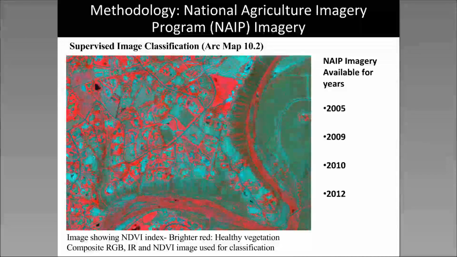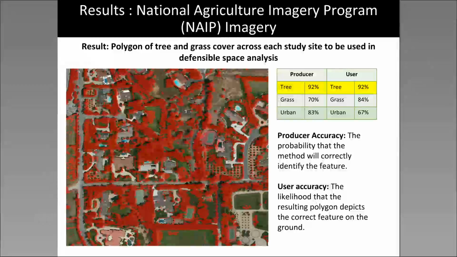So here you can see a tree polygon. It's just one example. We did this for all the 3 sites for each of the years. And we had tree cover, also grass cover. And I've put in here, we got a 92% producer and user accuracy for the tree cover. And basically what that means is, how likely are you to find the right feature if you use this method?